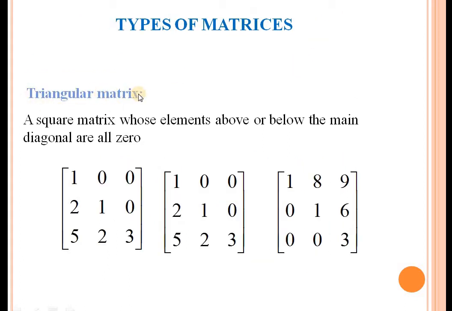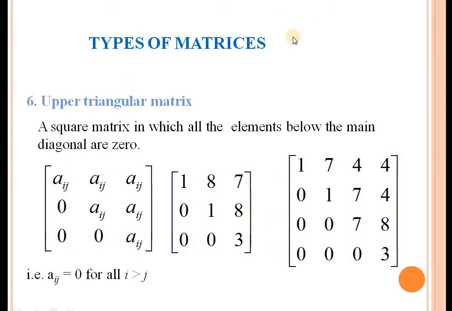Next, the triangular matrix. A triangular matrix is a square matrix in which all the elements above the diagonal or below the diagonal are 0. See the example: here the elements above the diagonal are 0. In this third example, the elements below the diagonal are 0. So these all are triangular matrices.